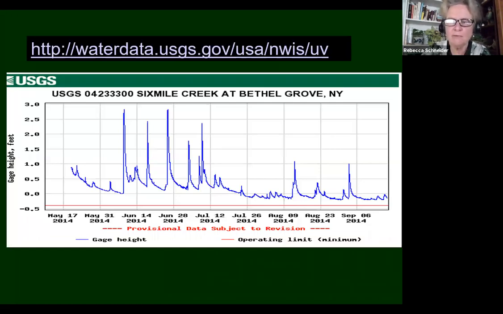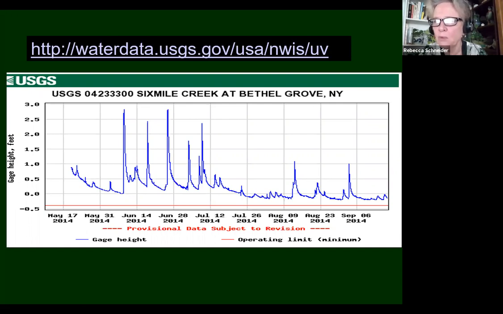This is the hydrograph for 6 Mile Creek across the growing season of 2014. On the bottom, the time period is from May 17th to September 6th, 2014. A hydrograph can be any length of time. It can even be just 24 hours if you're looking at a storm come through. And on the vertical axis is gauge height in feet.